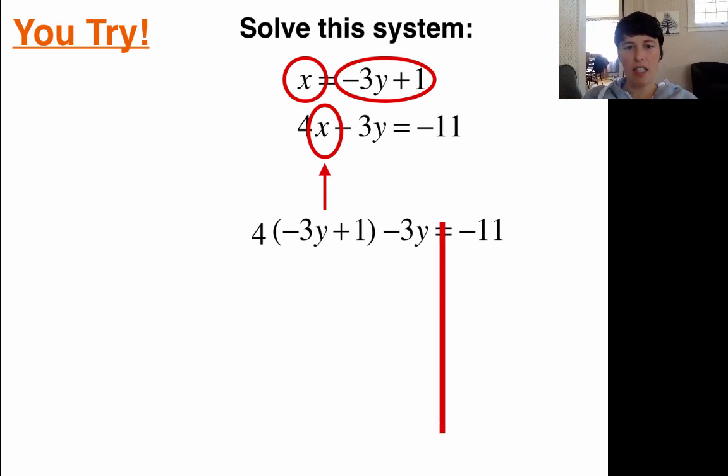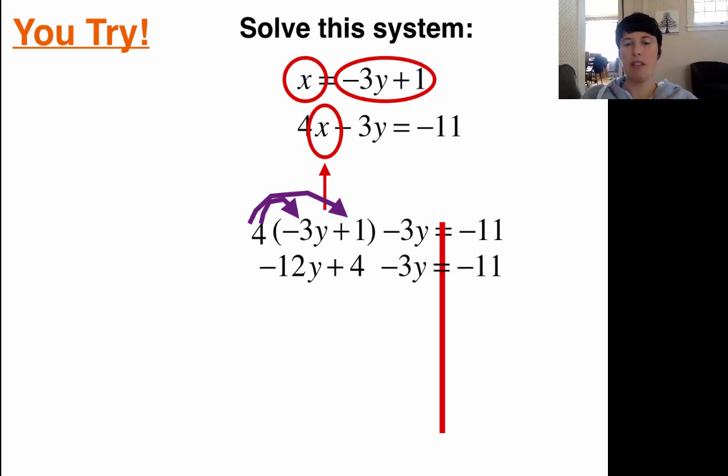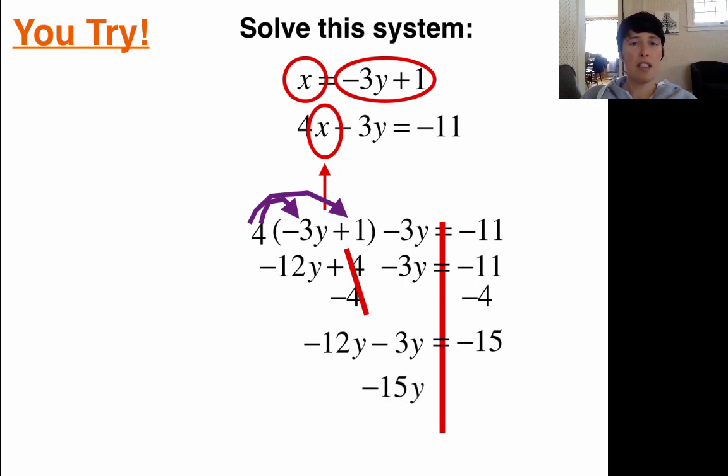Now I can solve. Definitely distributive property. Got to multiply the 4 in. 4 times 3 and 4 times 1. So 4 times 3, it'll be a negative 12y plus 4. And then I still have the minus 3y equals negative 11. Get the 4 out of there to the other side, and you still have negative 12y minus 3y. Negative 11, take away 4 is negative 15. Let's put the y's together and make that negative 15y equals negative 15, and we're almost done now.